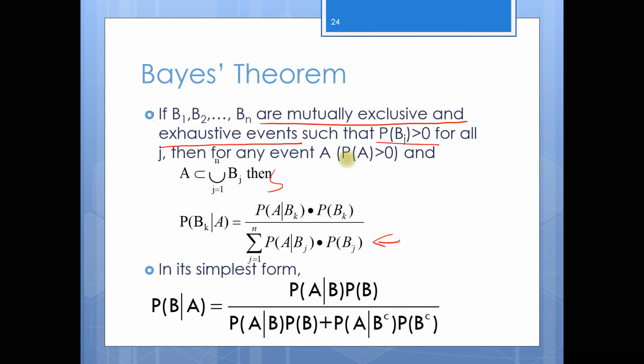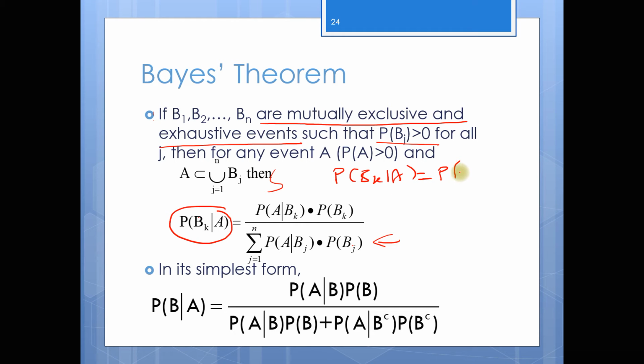If we have a set of mutually exclusive events, what is of interest here is the probability of BK given A. What does this mean? According to the conditional probability rule, forget the K for the moment. It's as if I'm writing C or I'm writing D given A, right?